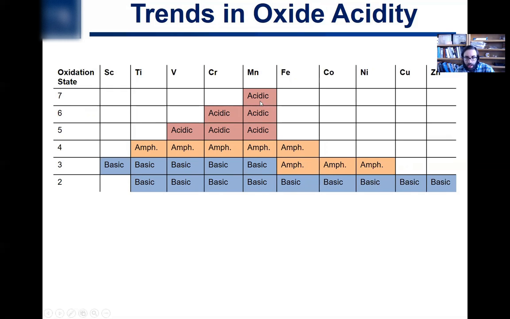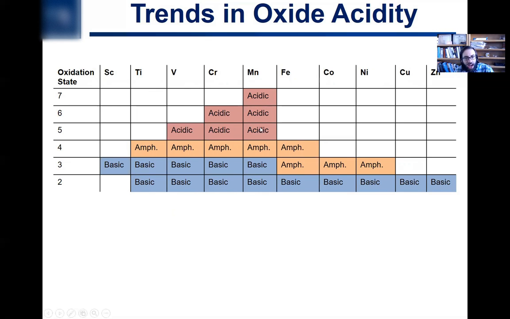Like Mn2O7. That's manganese in its +7 oxidation state. That's going to be very, very acidic when it dissolves in water. It's going to make permanganic acid, which is actually highly explosive as well.